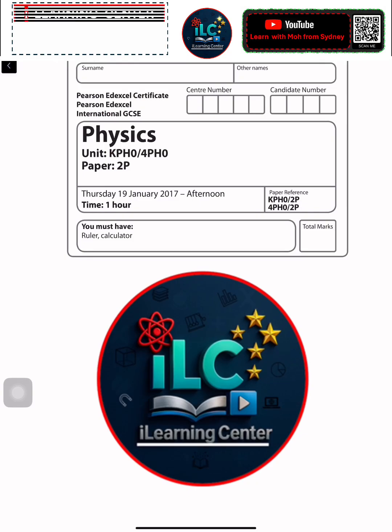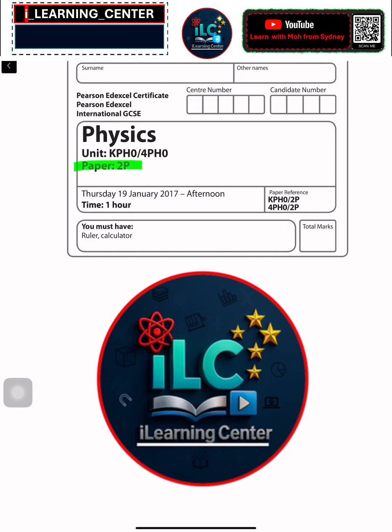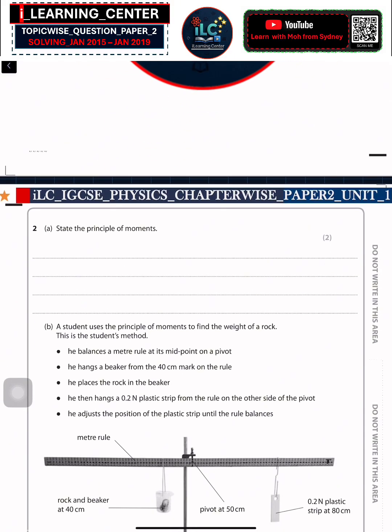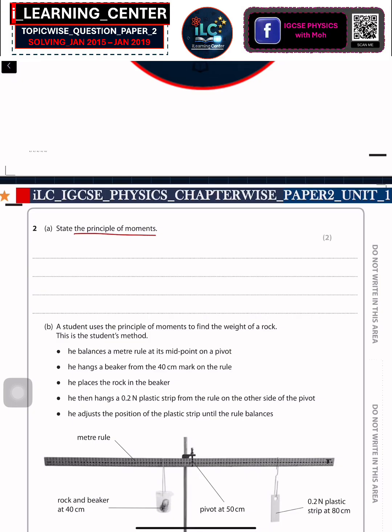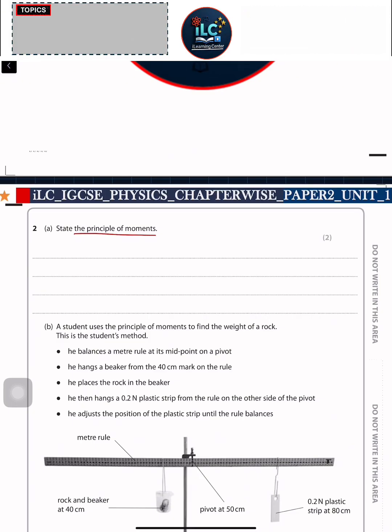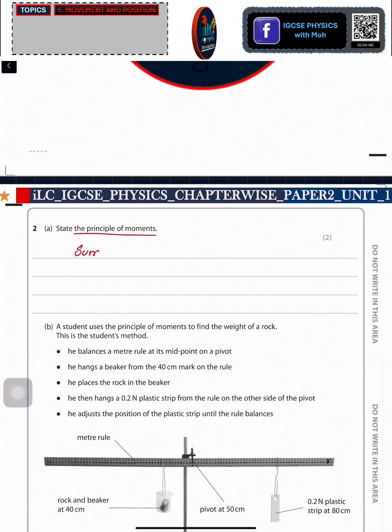So we're solving another question from paper 2 for the year Jan 2017. The first question here is asking you to state the principle of moment. It's very easy. You just need to write sum of all. Just remember here you have 2 marks. So you need to write it down.